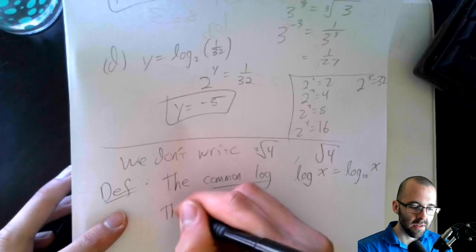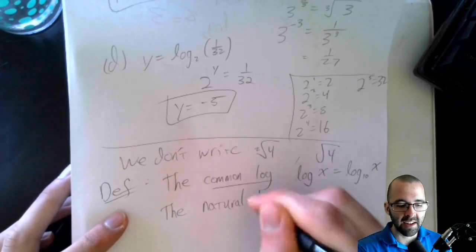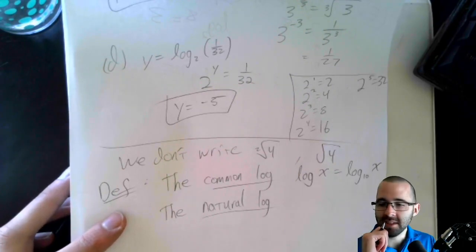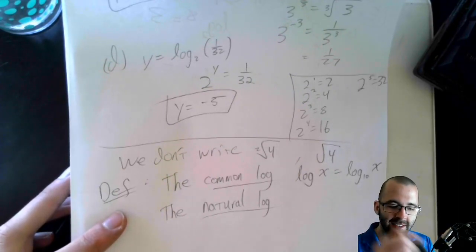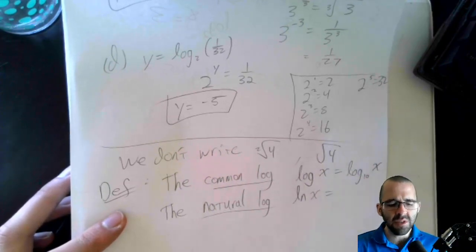There's another one that we use all the time. And this one I really like. I really like natural logs because it's one less letter to write. We write that ln of x.